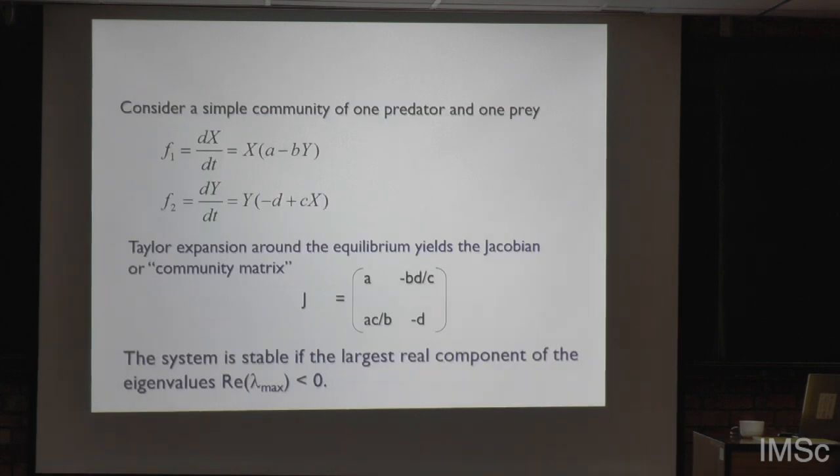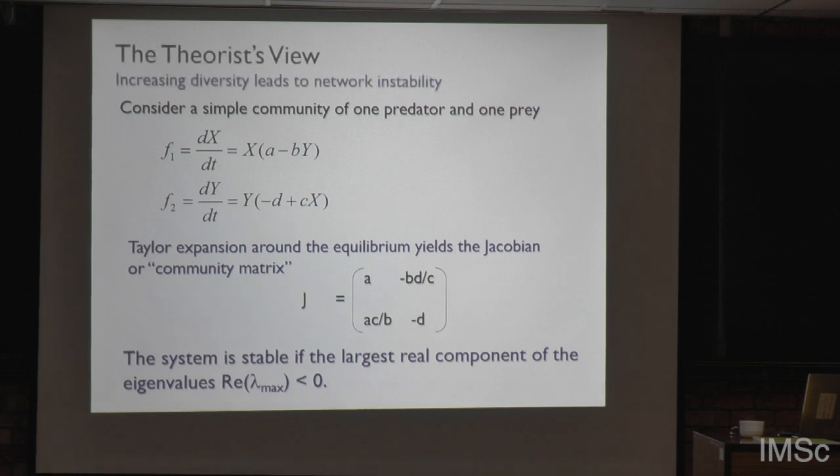On the other hand, if you look at the theoretical arguments, they're actually fairly simple to understand. So this essentially illustrates the theorist's view that increasing diversity leads to network instability, and what you do is you start with, for example, a simple system of just one predator and one prey.